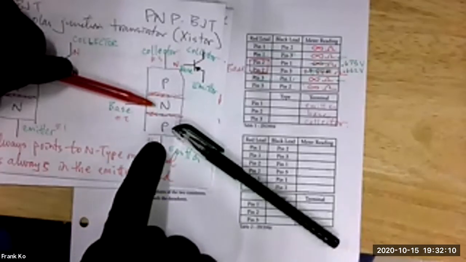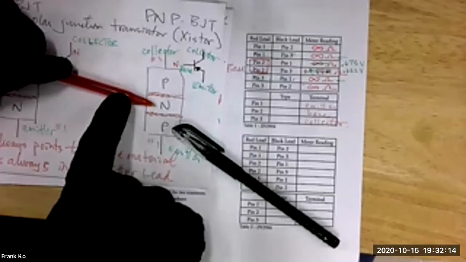Is this going to give me forward bias? I have black to P, red to N. Is that going to give me some kind of a number here that could be forward biased? No. So it doesn't look like it's going to be a PNP.